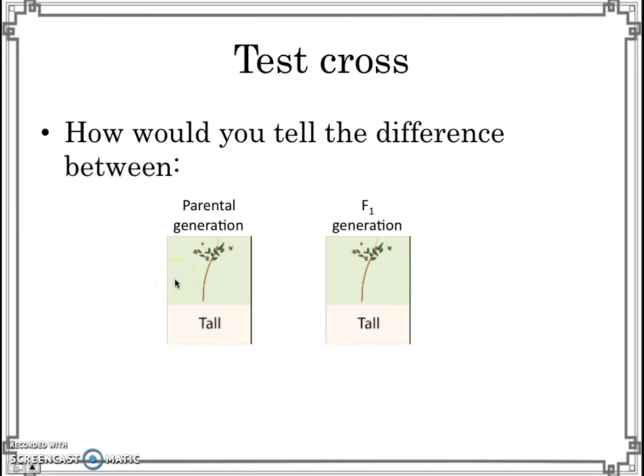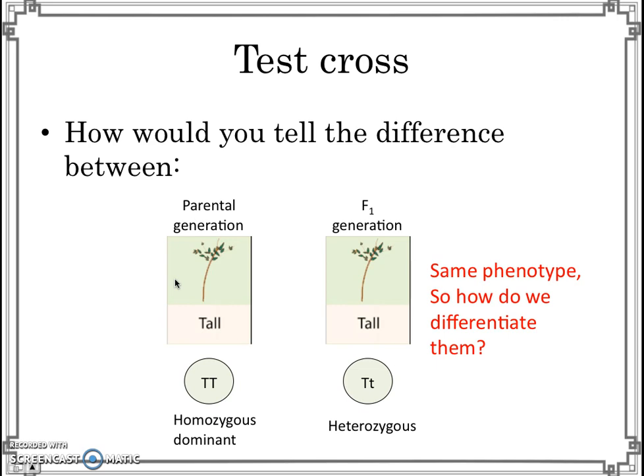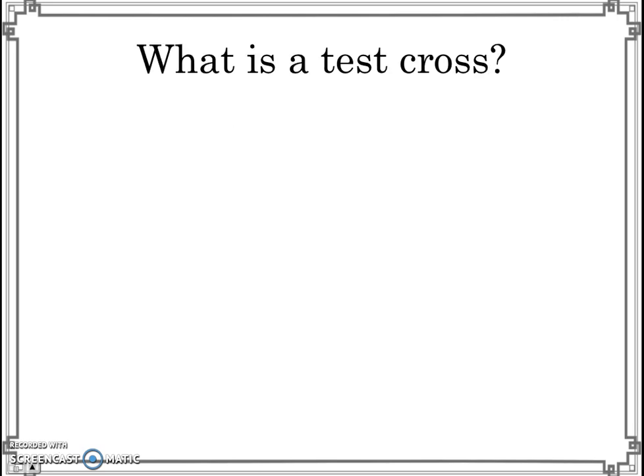And the question is, how would you tell the difference between a tall plant that has a genotype which is homozygous dominant and a tall plant which is heterozygous? Because both of these actually have the same phenotype, right? They look tall. So how do you differentiate them? Now that's where a test cross comes in handy. So what is a test cross?